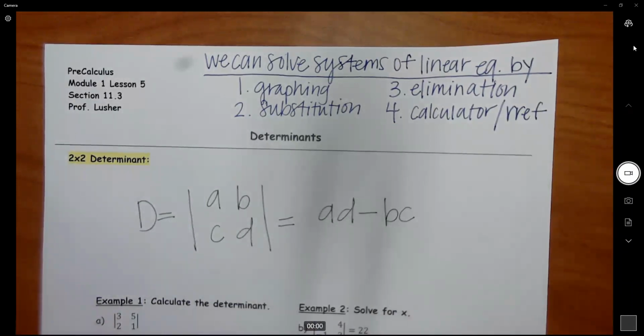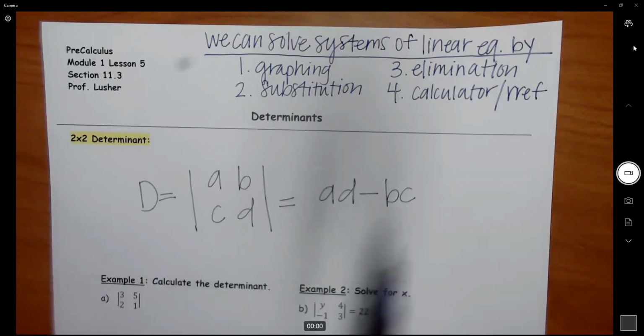And so in this lesson, we're going to be learning a 5th and final way to solve systems of linear equations. And those involve determinants and then applying those determinants to something called Cramer's rule. So in this video, we're going to learn how to solve a 2x2 determinant.